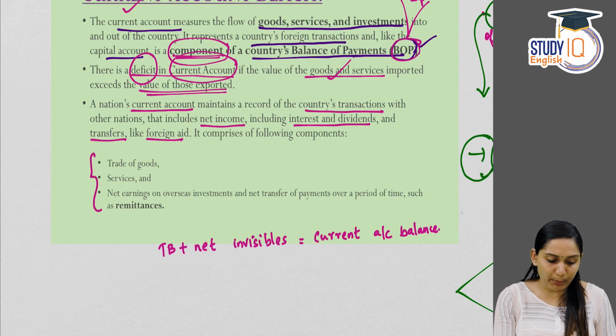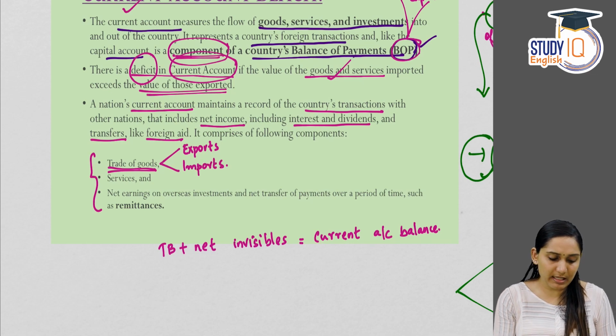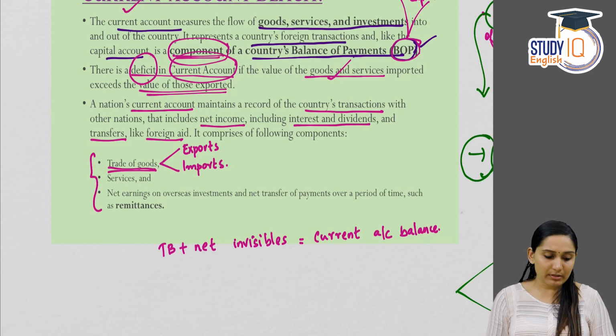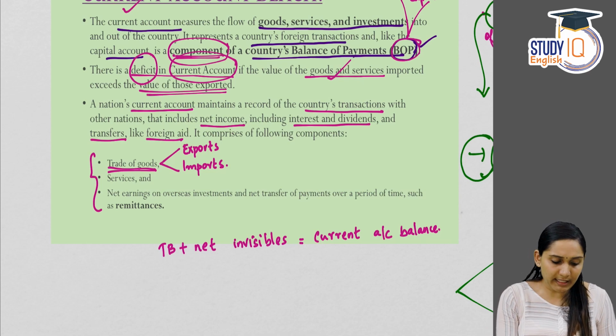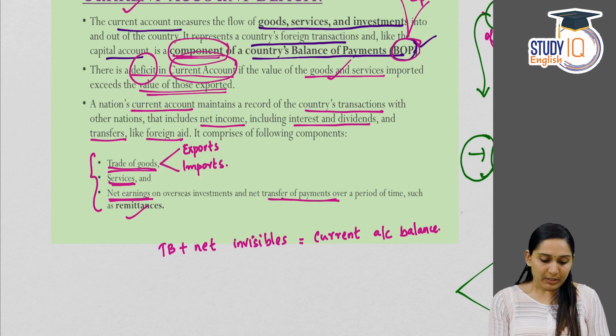Now, these are the components of a current account. Trade of goods contains exports and imports. These are the components of trade of goods. Second is services. Then net earnings on overseas investments and net transfer of payments over a period of time, for example remittances. These are the components of a current account.